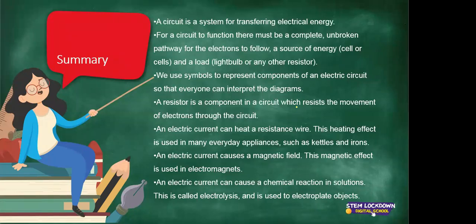An electric current causes a magnetic field, and this magnetic field is used in electromagnets. And we also learned that an electric current can cause a chemical reaction in solutions, and this is called electrolysis, and it's also used to electroplate objects.